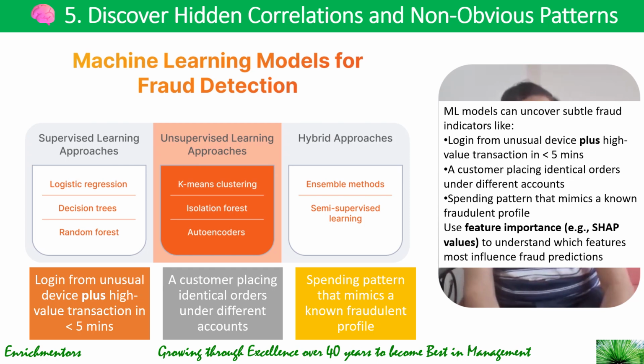A spending pattern that mimics a known fraudulent profile. When you want to discover these, please remember to use feature importance, using the SHAP value scores, to understand which feature influences the fraud prediction most. Because once you figure out the feature, you know what to track, right? So the key thing is to figure out what the right features are.